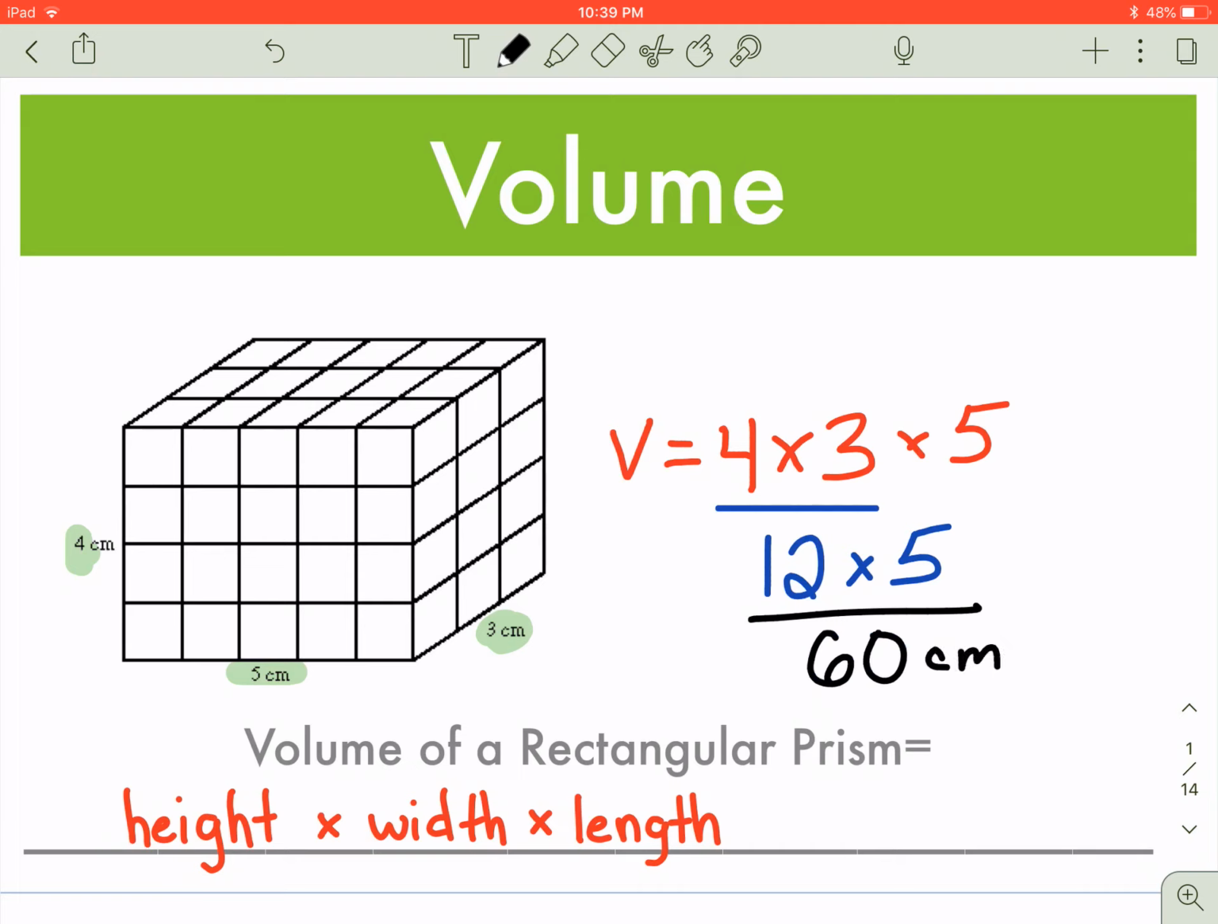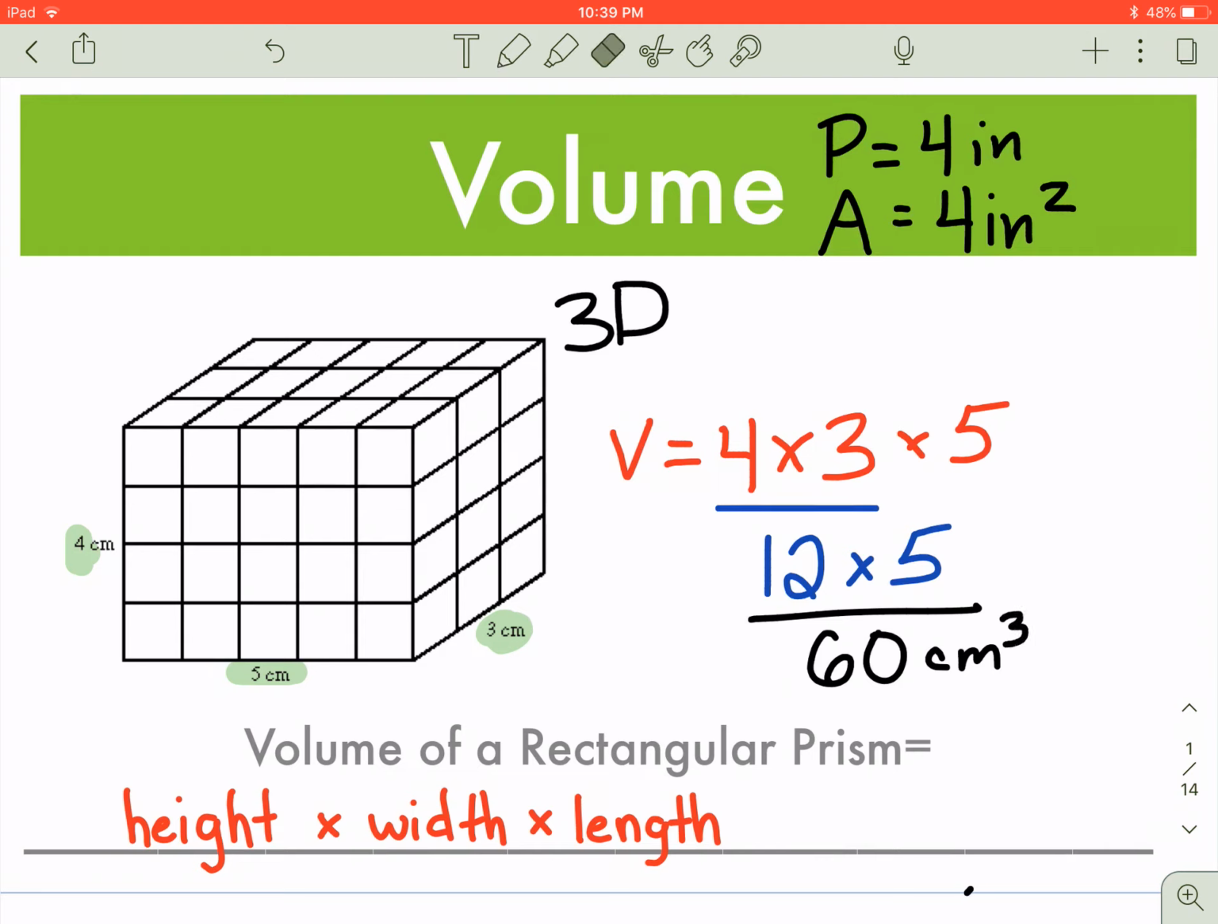So it's centimeters. And if you guys think back to what we've done so far, if we were doing perimeter, we would say our answer would be like, say, this is just a completely made up random number, but maybe like 4 inches. And say we were doing area, our answer would be like 4 inches squared. Because we are talking about a three-dimensional object, for volume, we are going to put a little 3 at the end of our units, and we call this cubed.